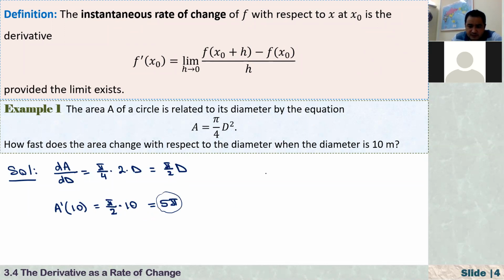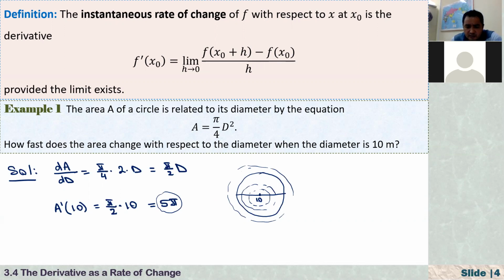What do we mean by this? Now, if we draw our circle, here suppose the diameter is 10, so this one is 5, the diameter is 10 meters. Actually, our circle is getting bigger. The small circle, then a bit bigger circle, and a bigger circle, it just keeps expanding, right?